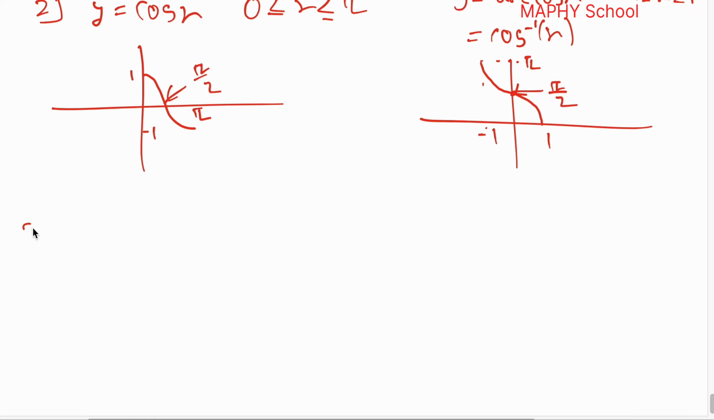Okay, then 3, y equals tan x, with x from minus pi by 2 to pi by 2.